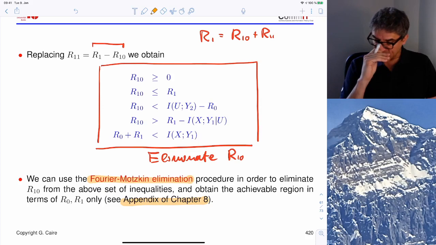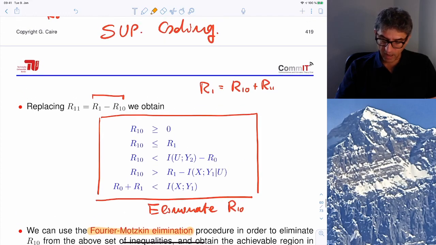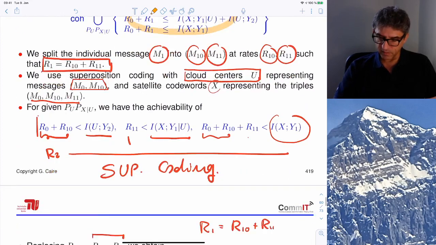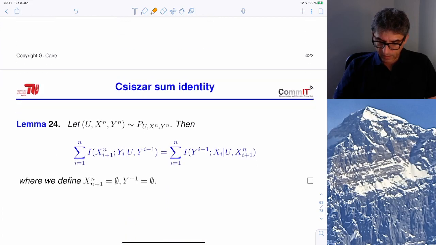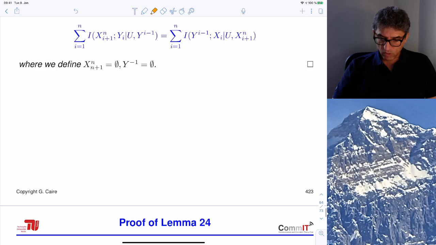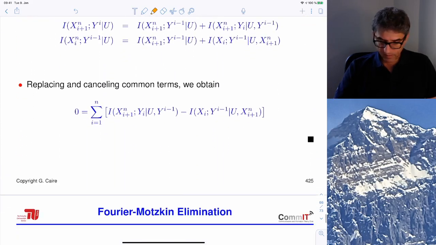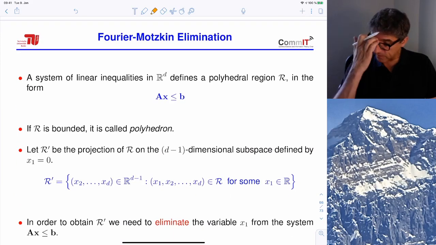this case as an exercise in order to go from this system of inequalities that contains R10 to this system of inequalities where R10 has disappeared. Okay. So, by the way, here in the appendix you also find the Xisa sum identity and the proof of the Xisa sum identity. As you can see, it's not a very long proof, but if you don't see it, it is hard to believe because it's highly non-intuitive, at least to me.